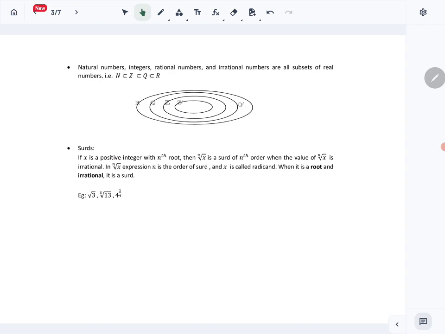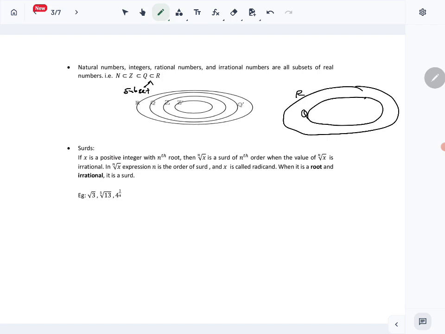So which one is the biggest? Real numbers. R is the biggest set, like shown here. Then inside R you have what? Rationals. So Q is a subset of R. This C-like term is the symbol for subset. So Q has to be inside of R.